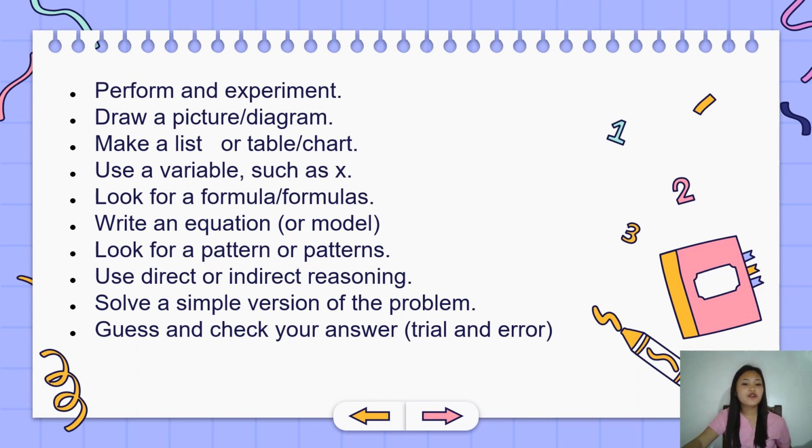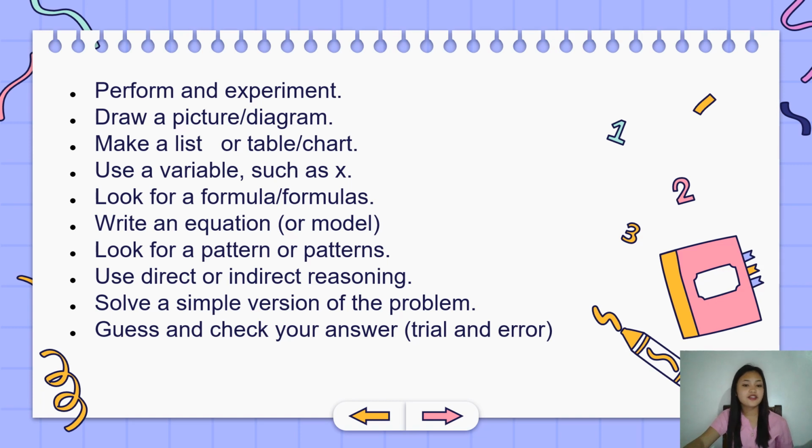Next, look for a formula or formulas. Next, write an equation or model. Look for a pattern or patterns. Use direct or indirect reasoning. So magamit po din natong direct or indirect reasoning. Solve a simple version of the problem. If we can solve the problem in a simple version, then go for it. Di na ta angay maglisod-lisod pa if naa ray sayon.